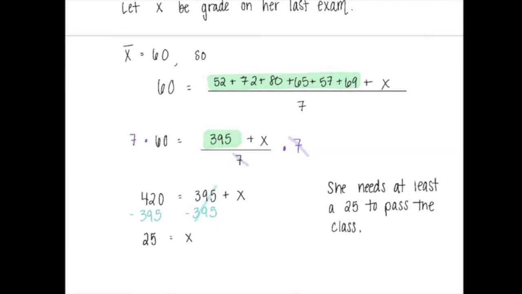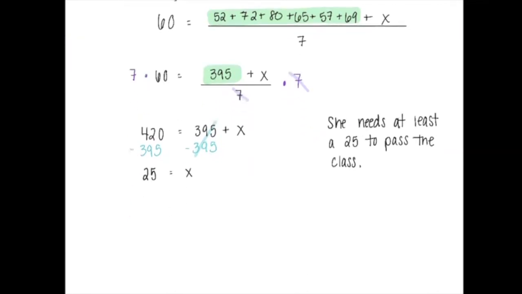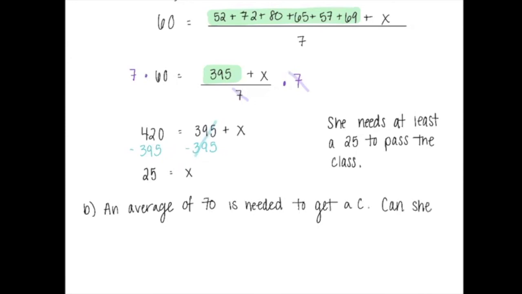Now, let's try it again. That's passing, but maybe she wants to do a little better than passing. So maybe an average of 70 is needed to get a C. Can she get one? If so, what grade does she need?